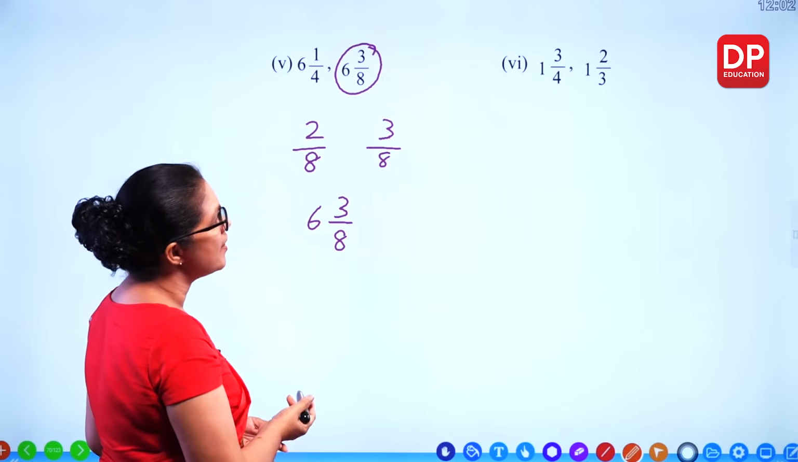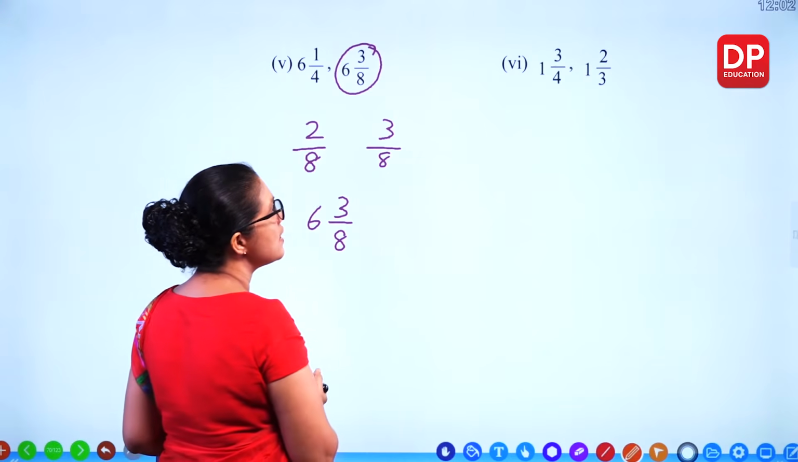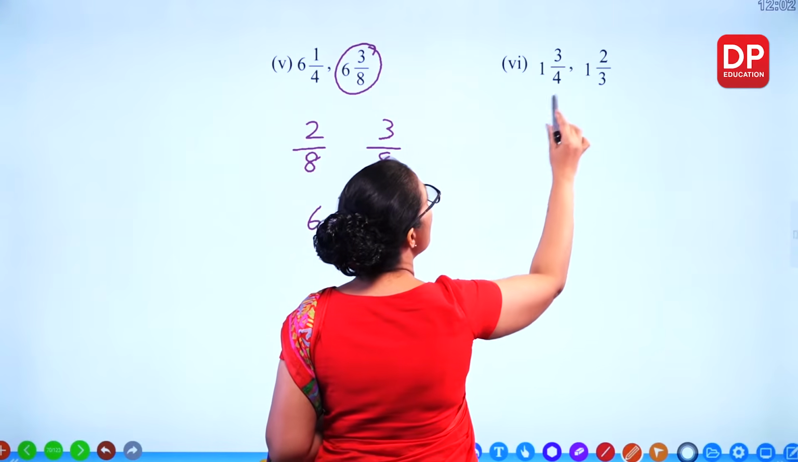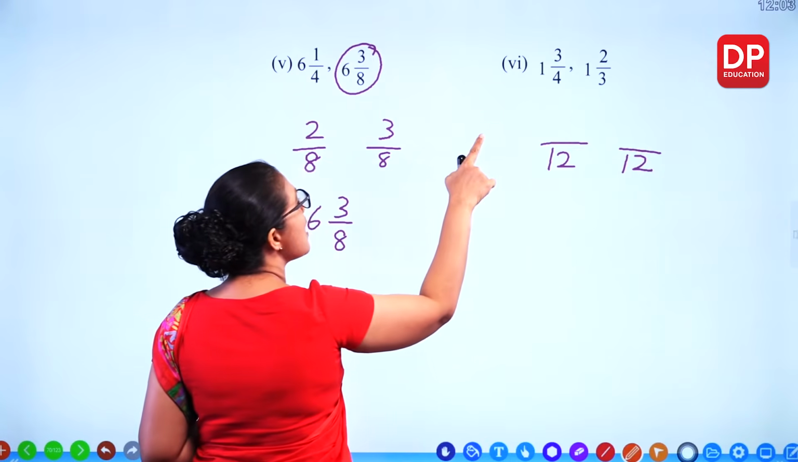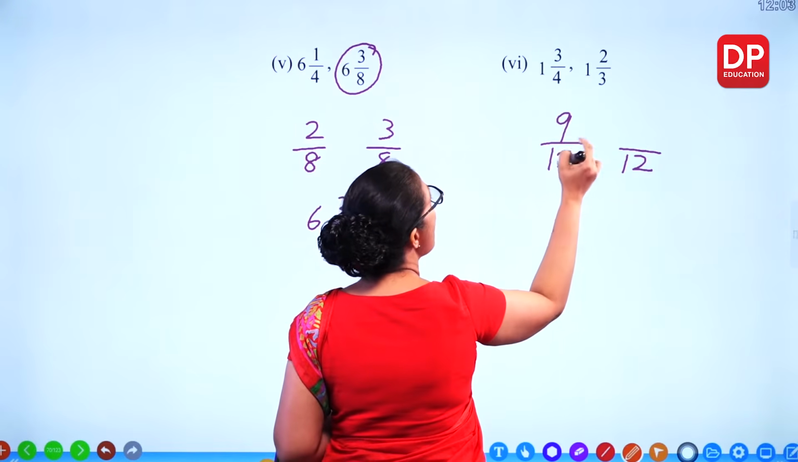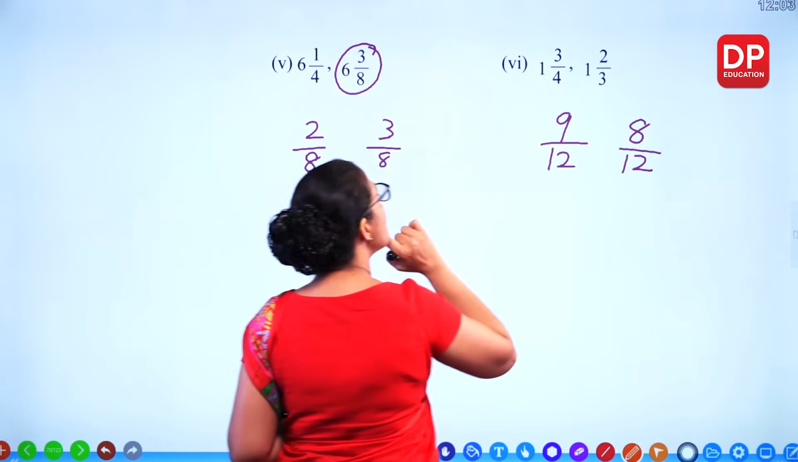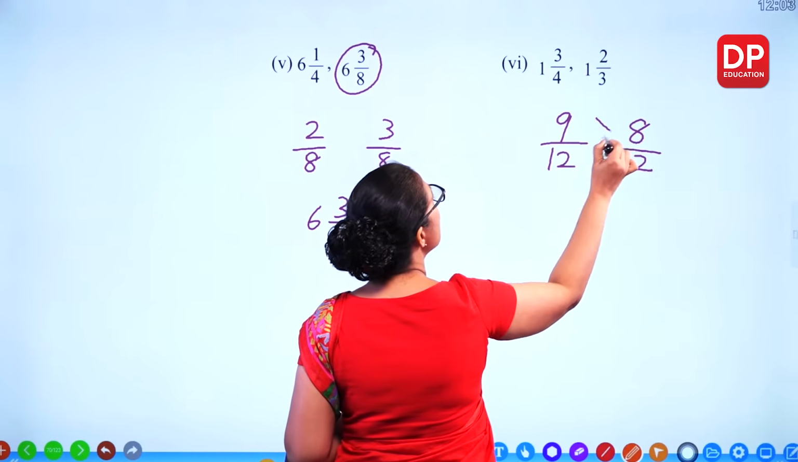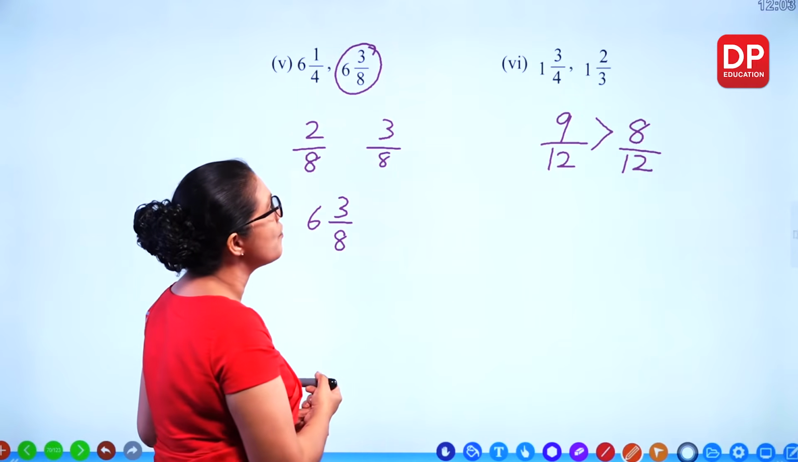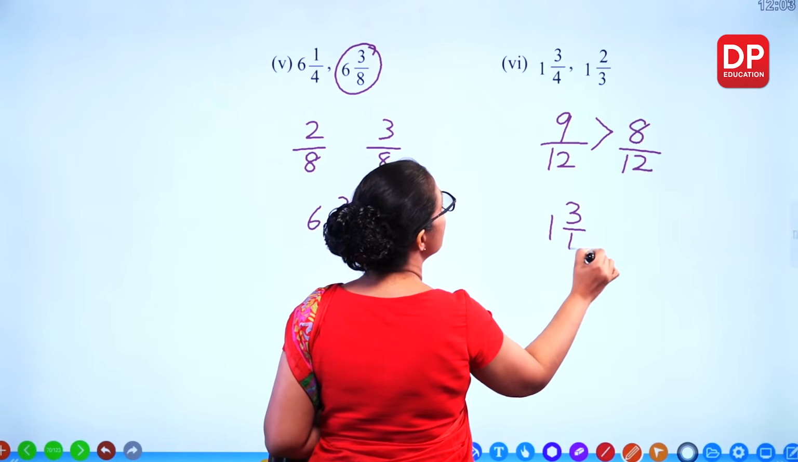These two, one is the same. Whole number is the same. So you have to convert to the same denominator. 4 and 3, that's 12. 3 times 4, 12. 3 times 3, 9. Here 4 times 3, 12. 4 times 2, 8. Which one is bigger? 9 or 8? This is bigger. 9 is greater than 8. So that means 1 and 3/4 is bigger.